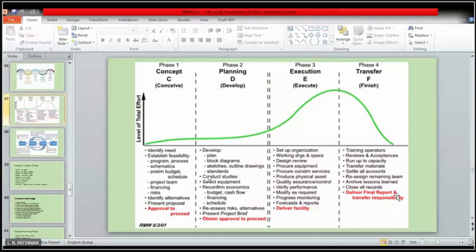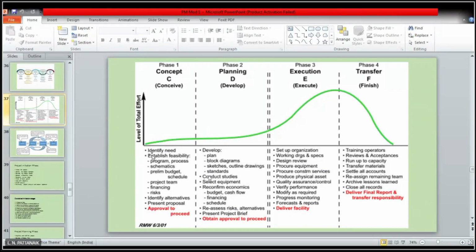This is another interesting figure, and it shows again the 4 stages of the project life cycle. But it also contains very important information. As you can see, a kind of distribution, a kind of graph, which shows the level of effort, and how it varies with time.